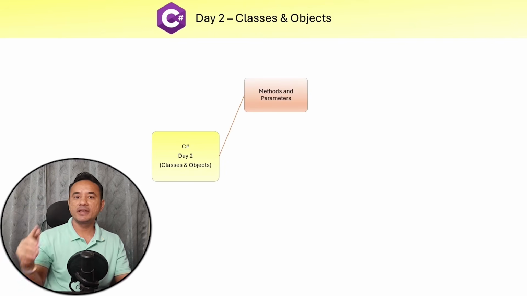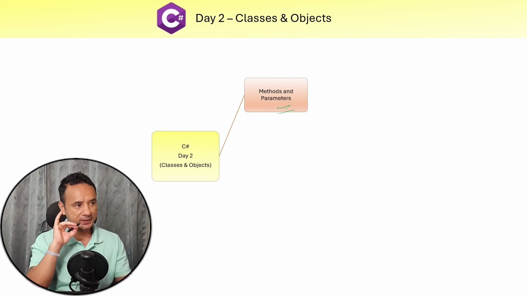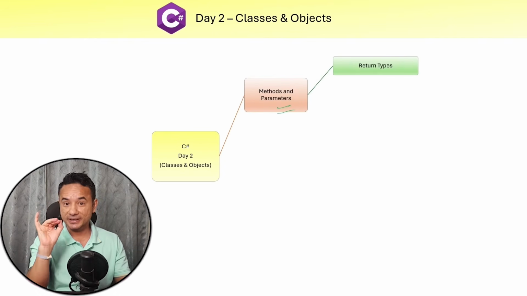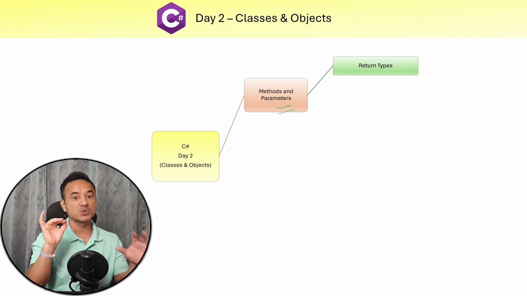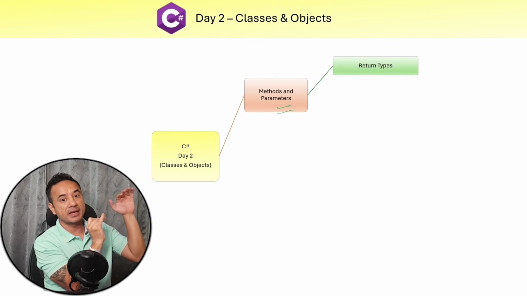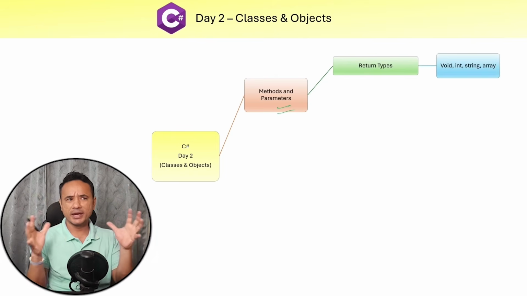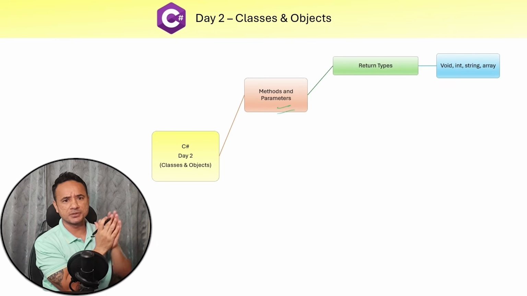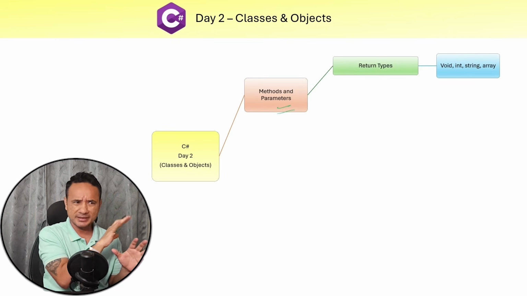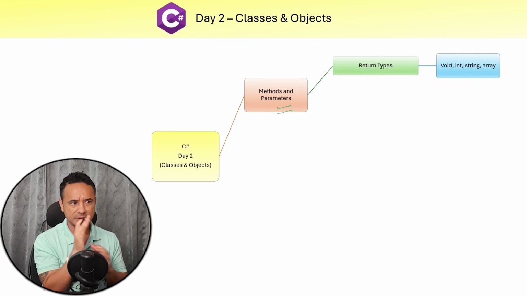Here, inside every class we have methods and parameters. Each method can have a return type, right, which tells what values it will send back. Okay, like void, int, these are the return types. Void means the method does not return anything.